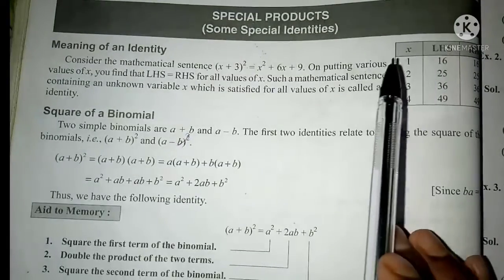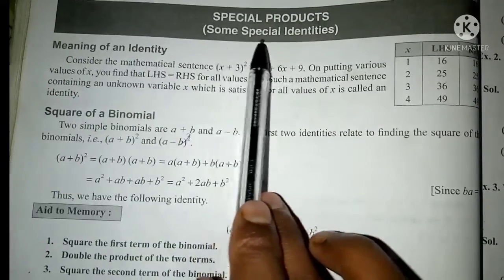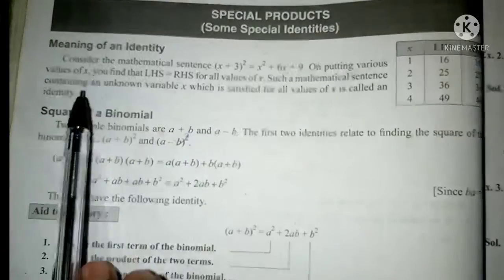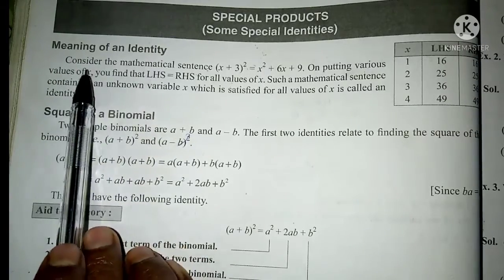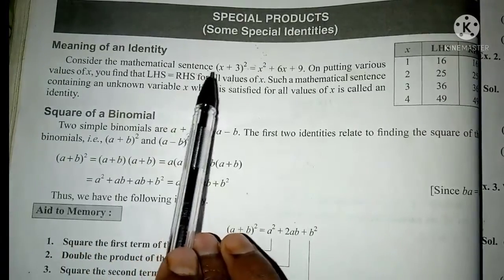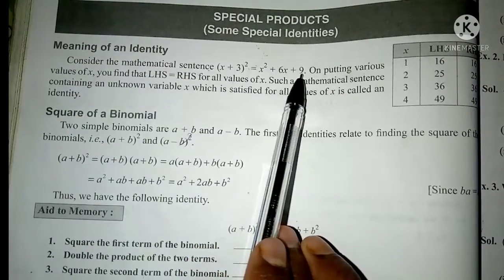So students, today's topic is special products, some special identities. First topic is the meaning of an identity. Now consider the mathematical sentence (x + 3)² = x² + 6x + 9.